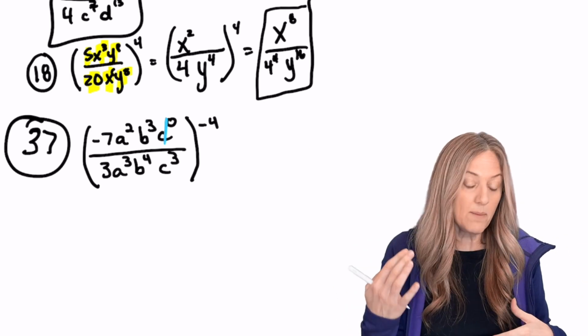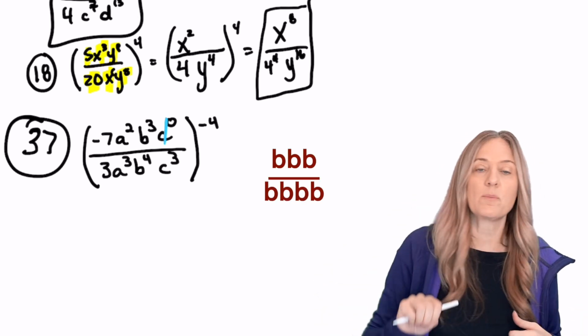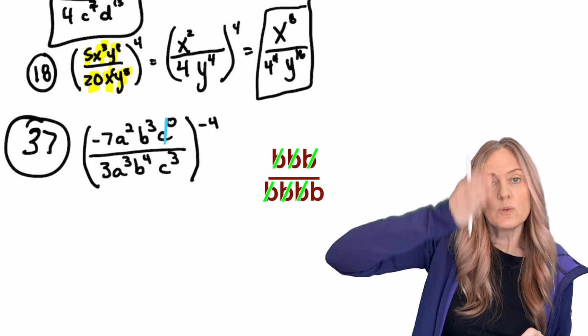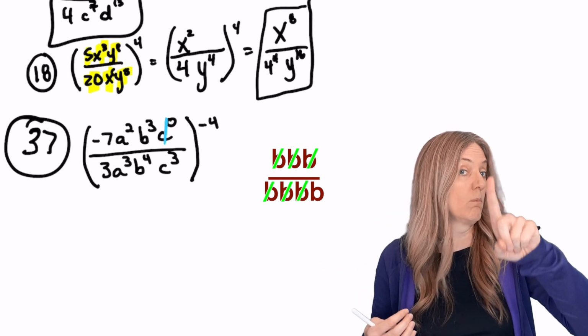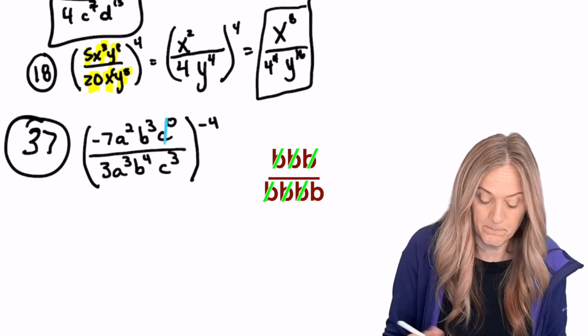Same thing when I look at b cubed over b to the 4th. How many b's on top? How many b's on bottom? How many divide out? 1, 2, 3. How many are left? Top or bottom? Wherever most of them were, and they were on the bottom.